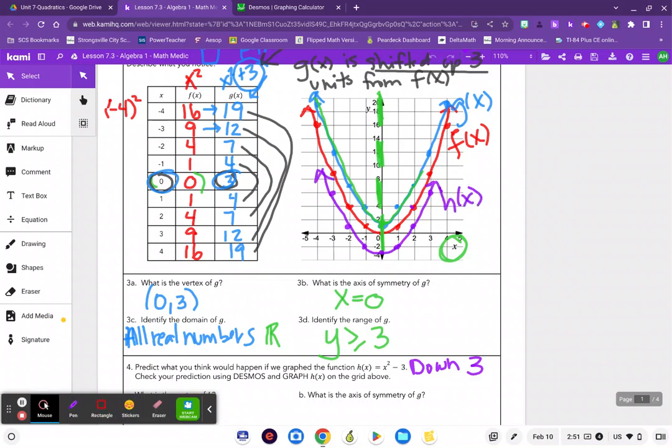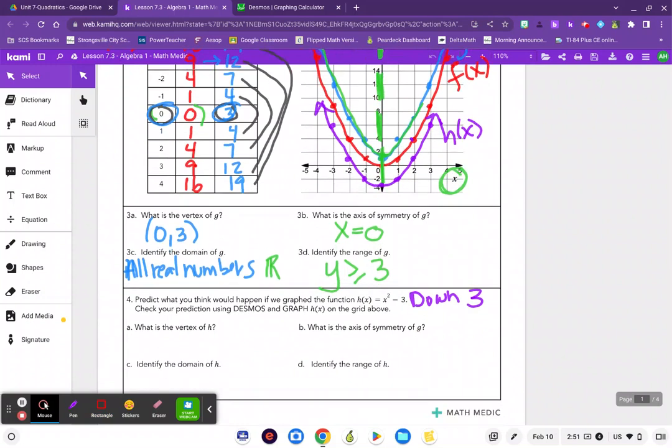And so now I can answer some questions about this h function. It says, what is the vertex? Well, now I have a vertex of 0, -3. And what's the axis of symmetry? Well, it's the same. I'm still cutting through the vertex when x is 0. x equals 0. And what's the domain? Well, it's always all real numbers for all quadratics. And the range, well, this time my lowest y value is at -3.